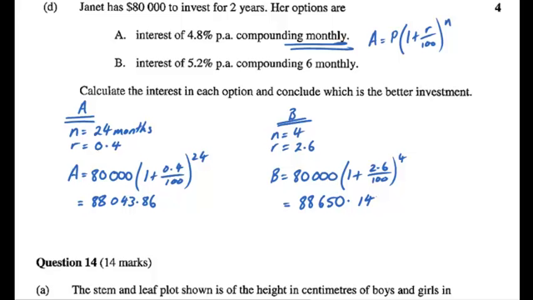Clearly option B is a better investment because you end up with a larger amount. You must write a conclusion, alright, especially if it's something like 4 marks. So therefore, B is the better investment. Okay? Alright, and that's the end of 13.